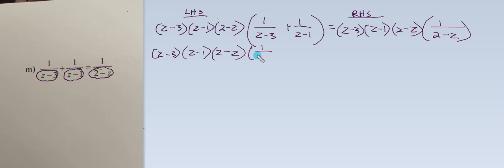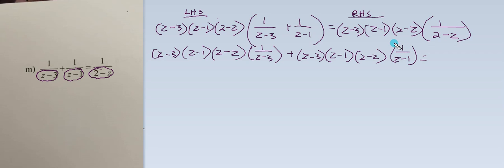Times 1 over z minus 3. Now take the same product of all these terms, multiply by this again. You cannot simply cancel here, z minus 1 cancel, so you're left with 2 minus z. That is wrong. So take the same thing again, z minus 3, z minus 1, and 2 minus z, times 1 over z minus 1.